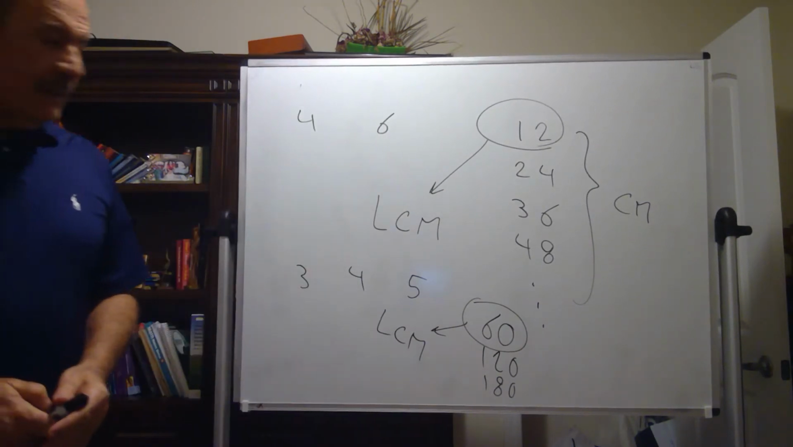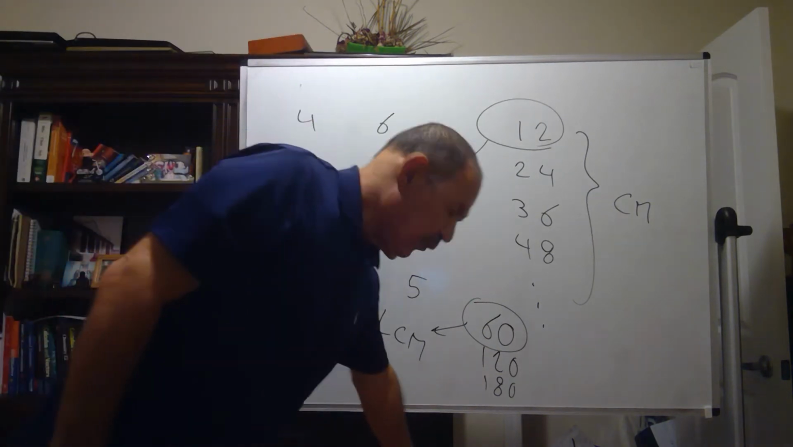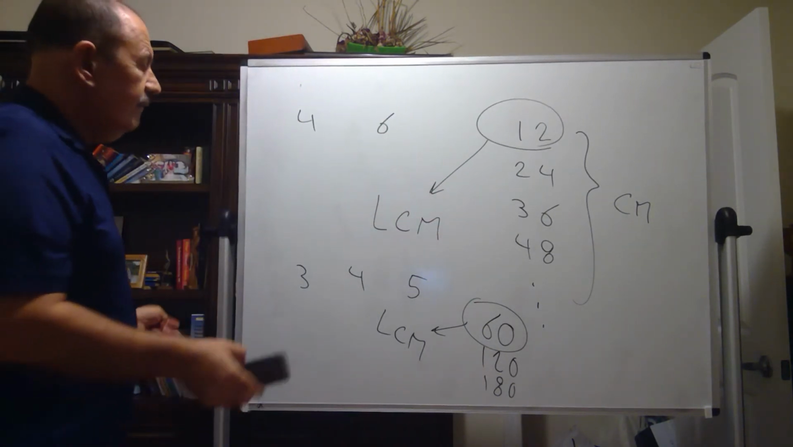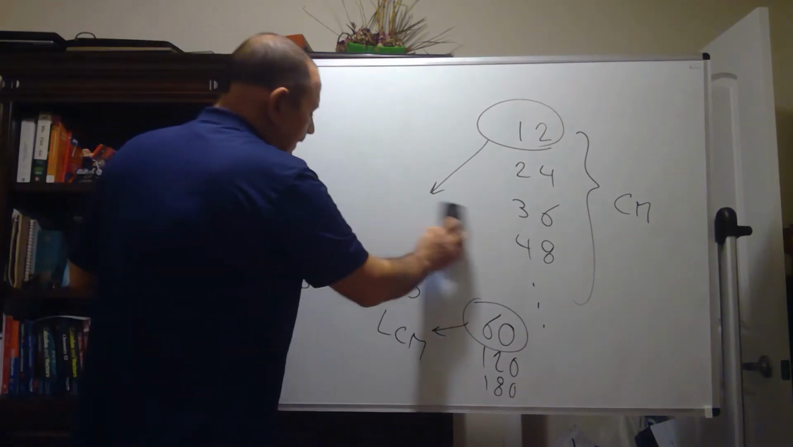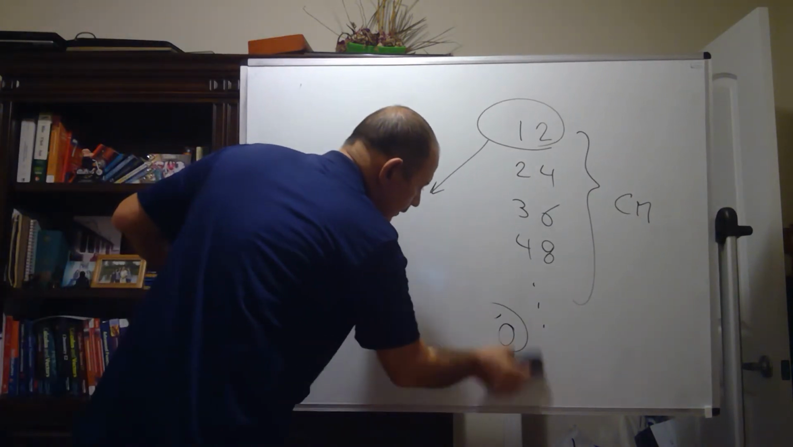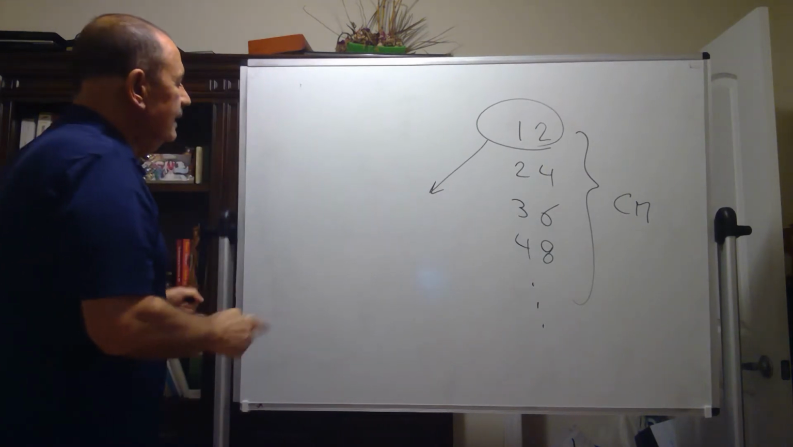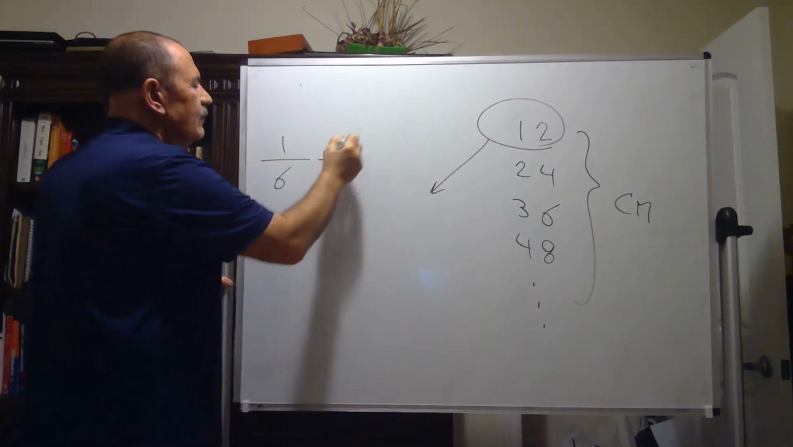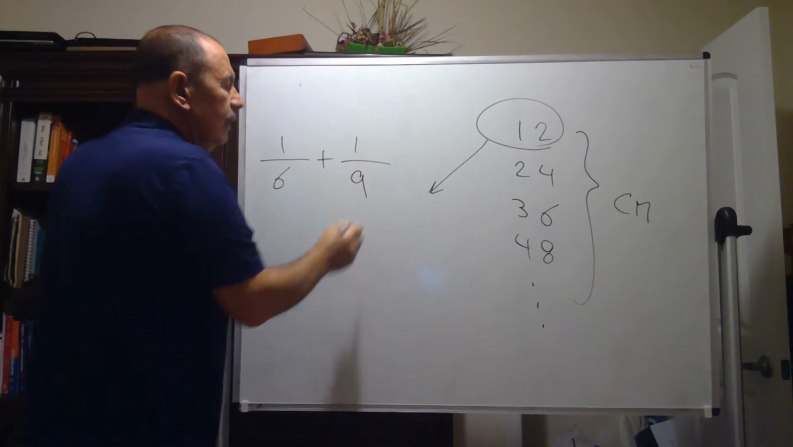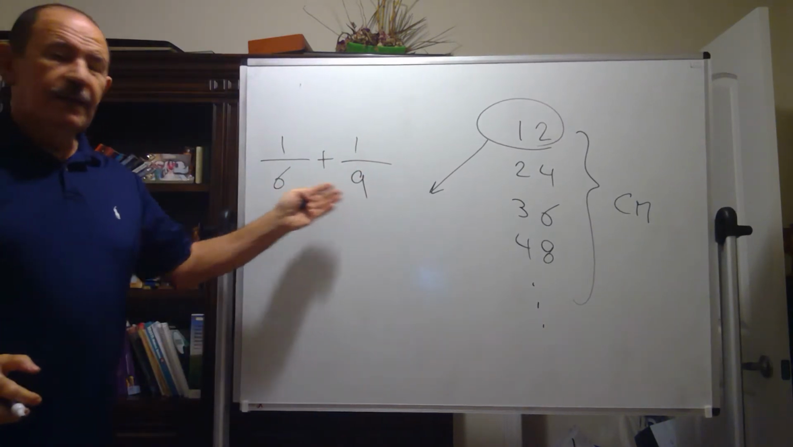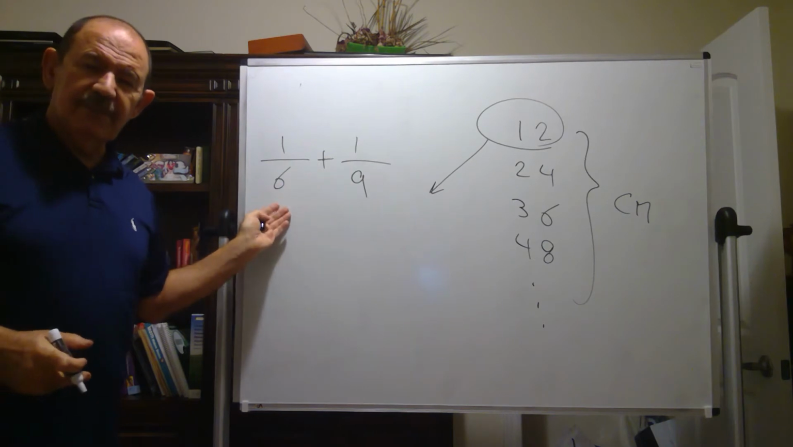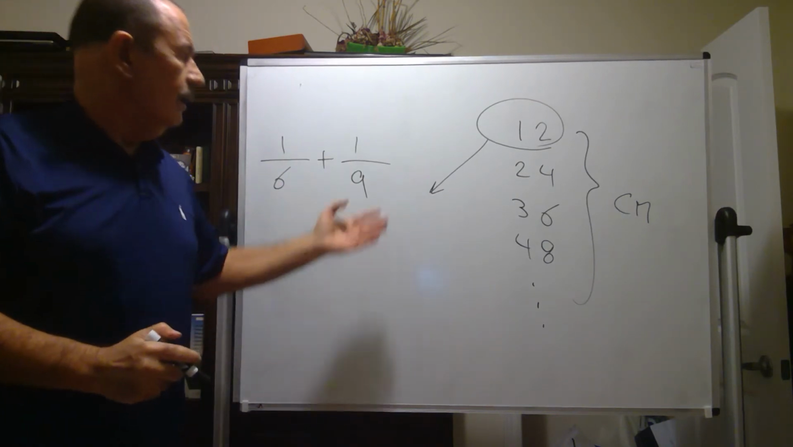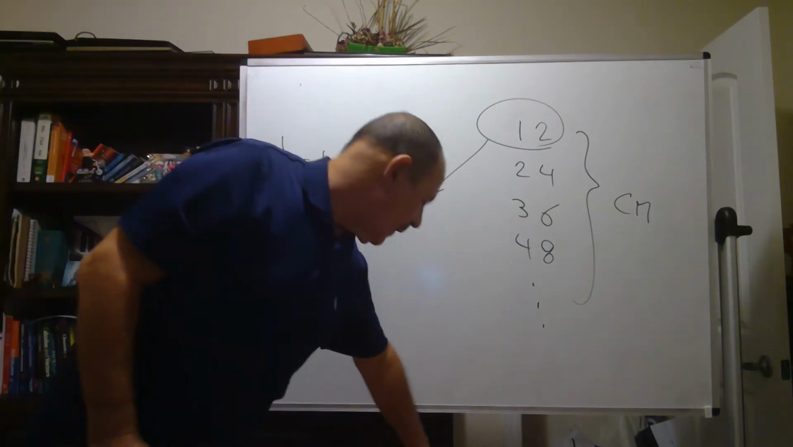One use of the lowest common multiple is addition or subtraction of fractions with different denominators. If you remember this one, as an example, if I want to add 1 over 6 plus 1 over 9, do you remember I should find the lowest common multiple between 6 and 9, or the lowest common denominator of 6 and 9, to add these two fractions.